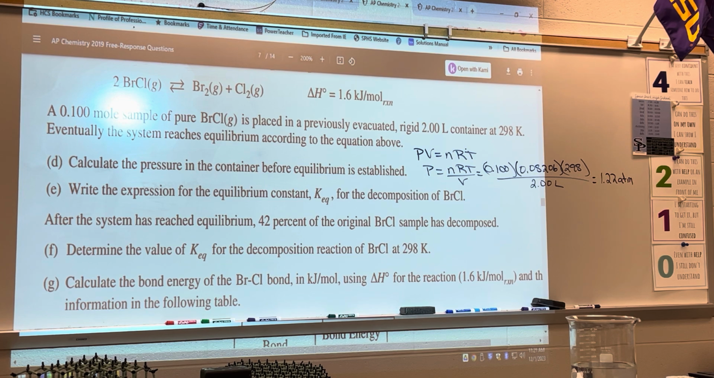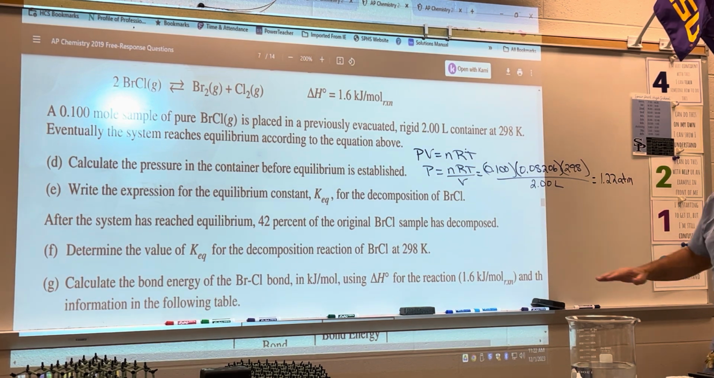It's 12.2. 12.2? Yeah. 0.0821 times 298 divided by 2. Oh, it's 0.1. Yeah. Okay, never mind. When everybody's got the other one, I'm gonna say probably left a decimal off somewhere.